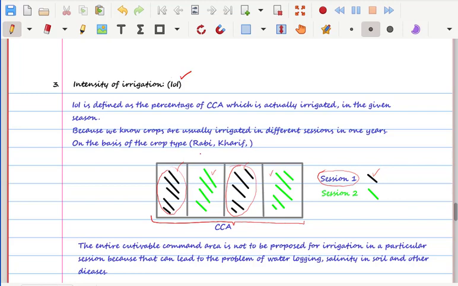Because we know that there are different seasons for the crops, right? Like Rabi season and Kharif season. If you are cultivating Rabi crops, at the same time you cannot cultivate the Kharif crops. So this is another reason. We know that the crops are usually irrigated in different seasons in one year, right? In the first part of the year, if you are irrigating something, then in the second part you are irrigating the other crop on the basis of the crop type, either Rabi or Kharif.